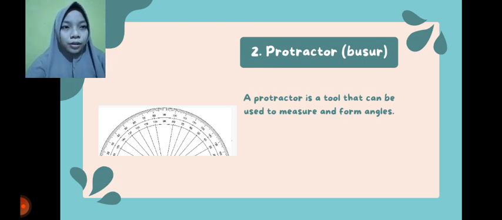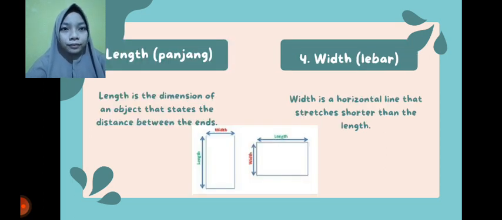Second, protractor, or in Indonesia we say it busur. A protractor is a tool that can be used to measure and form angle. 3. Length. In Indonesia we say it panjang. Length is the dimension of an object that states the distance between the end.